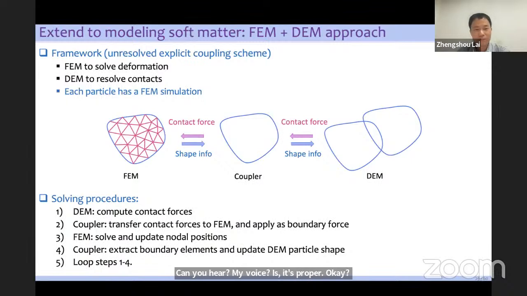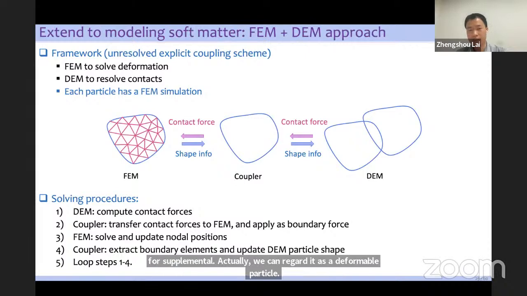So we talk about the SDFDM. This generic framework is applicable to any type of particles. Here we show this SDFDM can also be flexibly extended to model soft metal. Here we show the approach of coupled FEM and DM. A soft metal, actually, we can regard as a deformable particle, so we can use FEM to simulate its deformation.